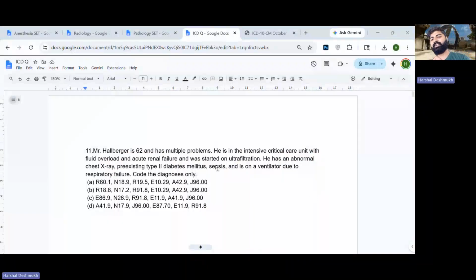This is the question. Mr. Holberger is 62 and has multiple problems. He's in the intensive critical care unit with fluid overload, acute renal failure, and was started on ultrafiltration. He has an abnormal chest X-ray, pre-existing type 2 DM, sepsis, and is on a ventilator due to respiratory failure.